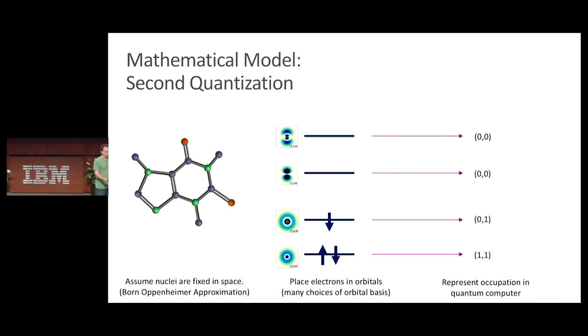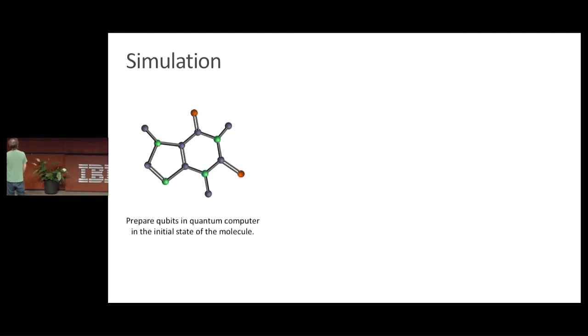And the real art ends up coming in choosing these orbitals in a smart way to make the Hamiltonian simple, and also to make the number of orbitals, i.e. qubits, that we need to represent the problem low. All right, so that's basically the idea.